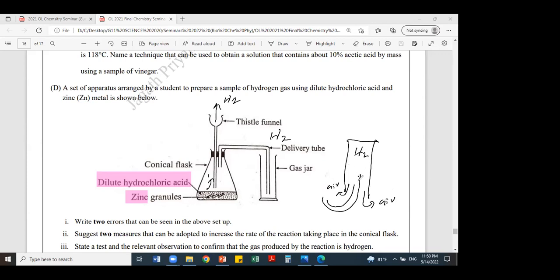Lighter gases have to be collected like this. Now this method is good for collecting CO2 gas.